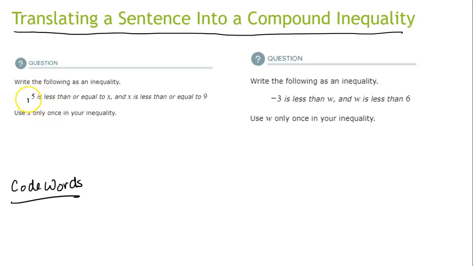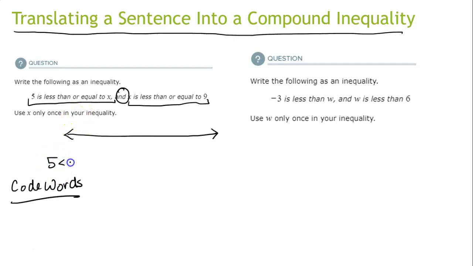I see 5 is less than or equal to x, and x is less than or equal to 9. And it says use x only once in your inequality. So let's start by graphing it. Let's see if we can figure out what that should look like. 5 is less than or equal to x, looks like this.